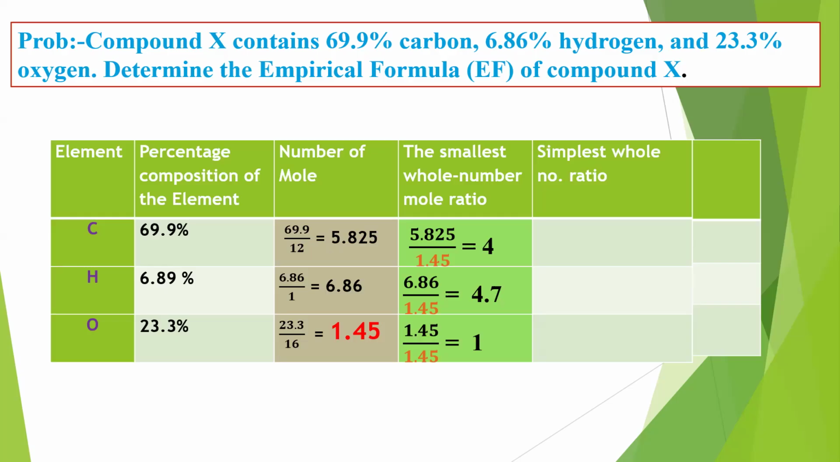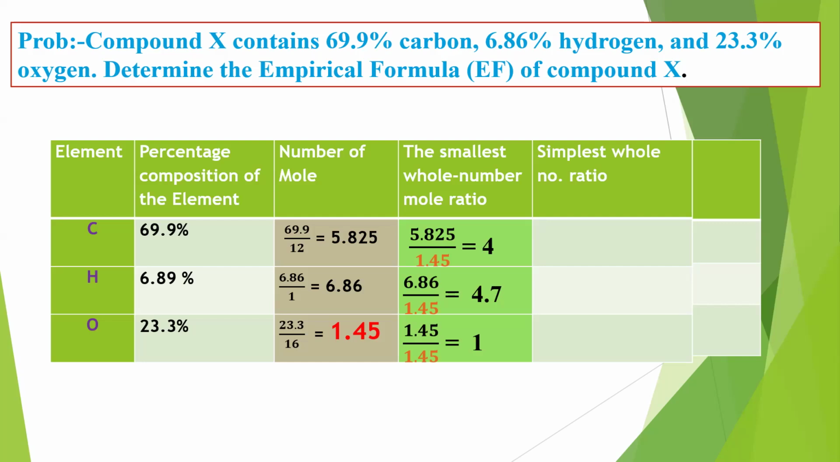Then oxygen is 1. So here carbon, so 4, okay, no problem. How many carbon atoms, generally we'll say that is 4. Then what about hydrogen? That is 4.7.